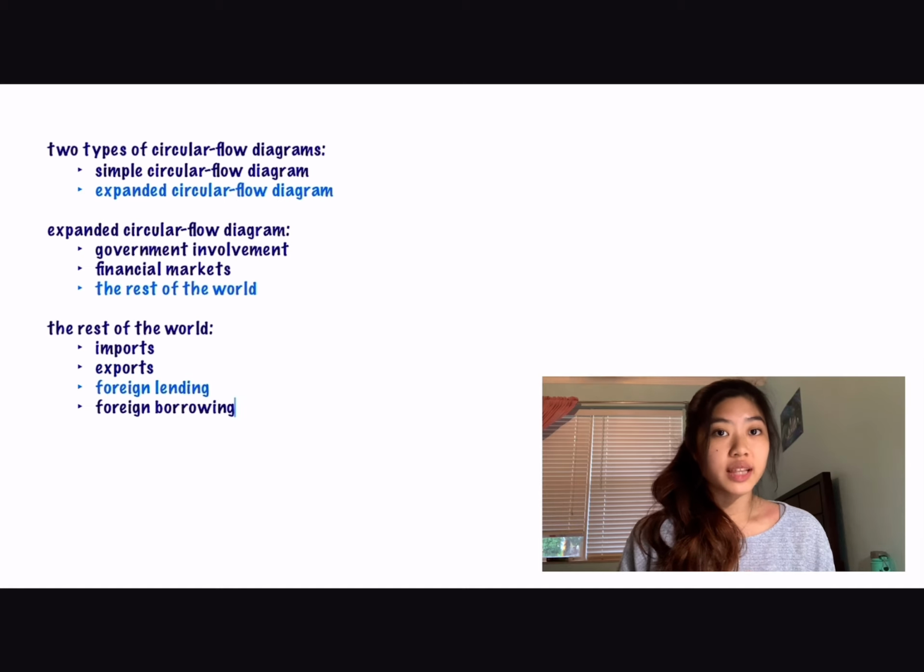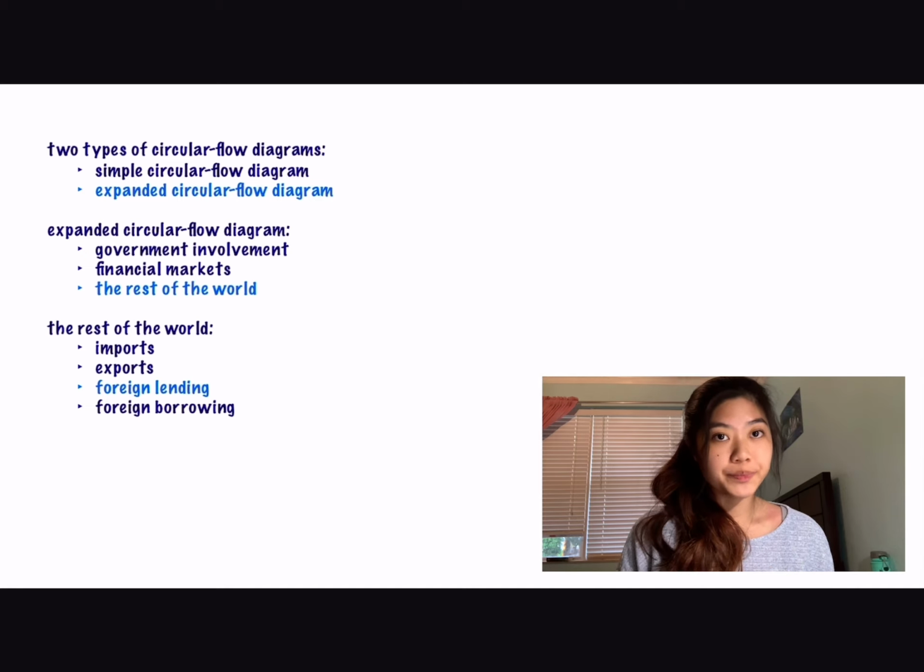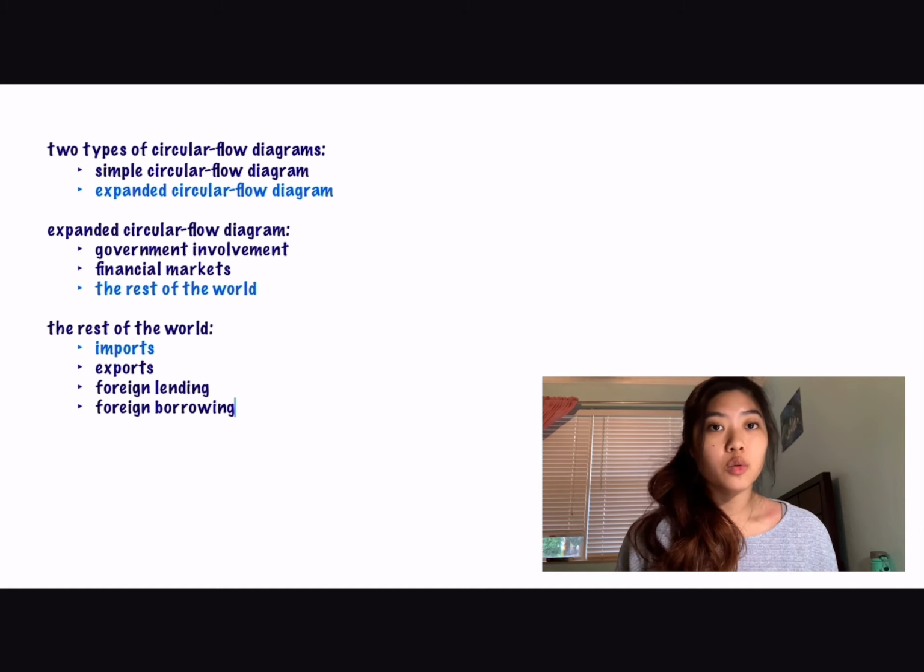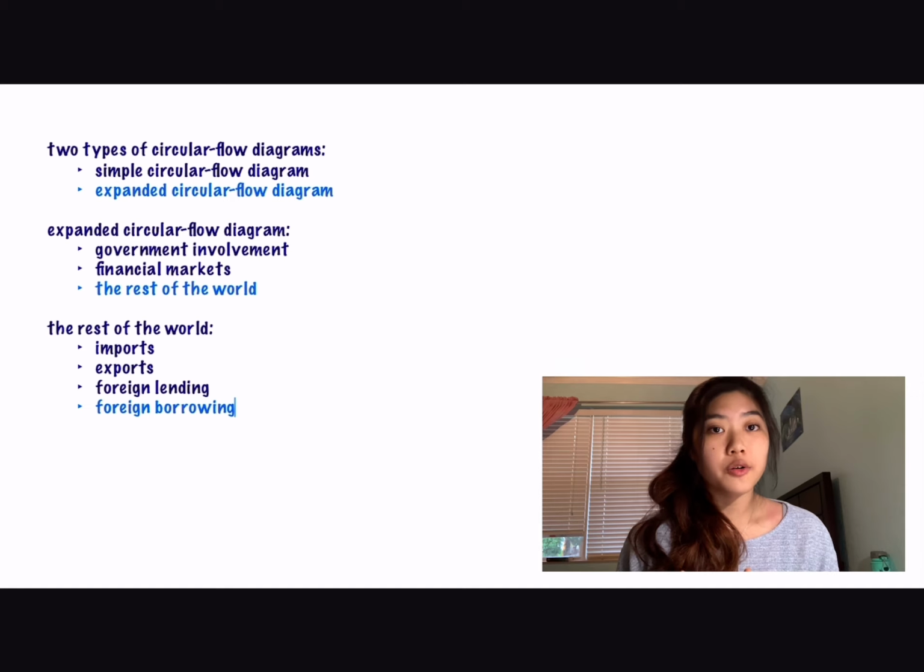Similarly, when foreign lending occurs, meaning that foreigners lend to American borrowers, this also generates a flow of funds into America's circular flow. On the contrary, when America imports goods and services from other countries, then funds are leaked out of America's circular flow. For example, if America were to buy a product from China, then America would have to spend money, so funds would leak out of America's circular flow and into China's. Lastly, when foreign borrowing occurs, meaning that foreigners borrow from American lenders, funds are also leaked out of America's circular flow and into the rest of the world.